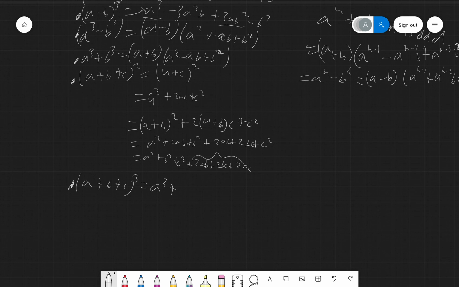That's equal to a cubed plus b cubed plus c cubed plus 3a squared b plus 3ab squared plus 3a squared c plus 3ac squared plus 3b squared c plus 3bc squared plus 6abc. If you did a to the fourth and so on, a lot of weird things happen. But you're going to study that in counting and probability. It's called the binomial theorem.